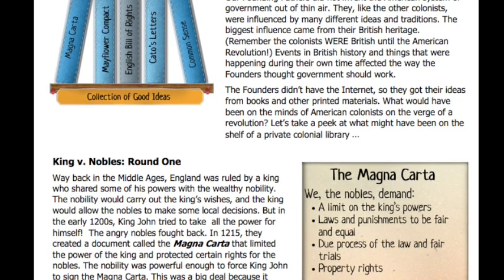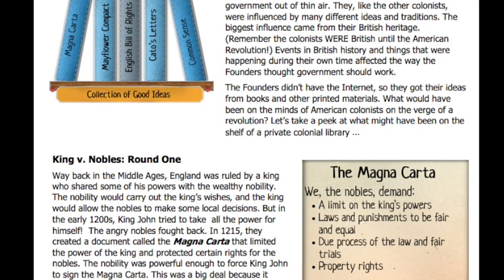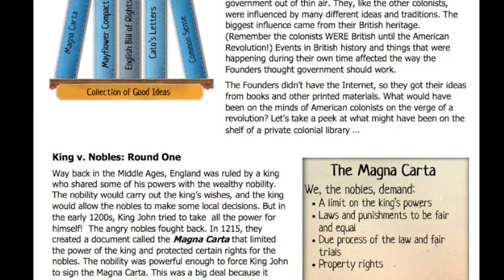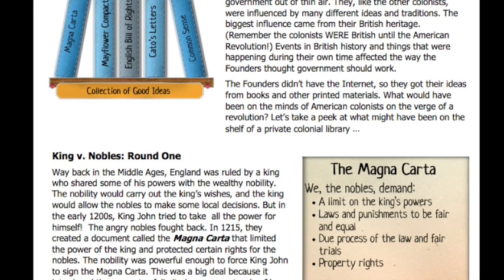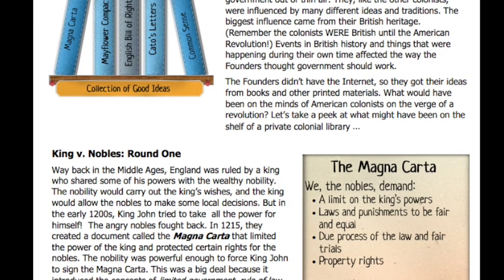The founders didn't have the internet, so they got their ideas from books and other printed materials. What would have been on the minds of American colonists on the verge of a revolution? Let's take a peek at what might have been on the shelf of a private colonial library.